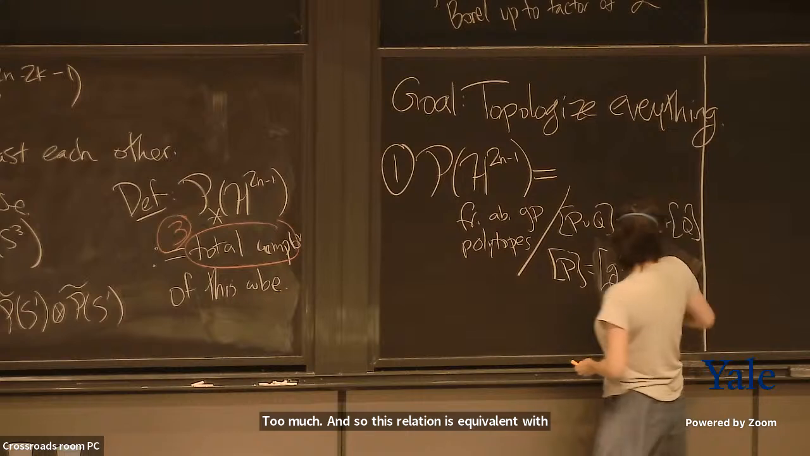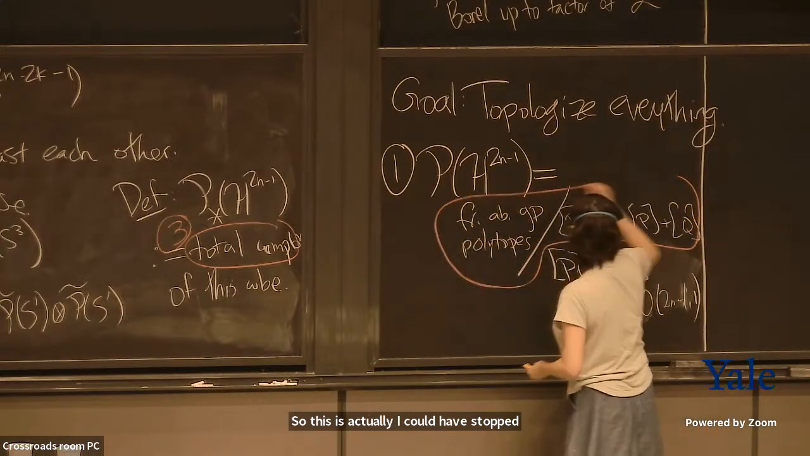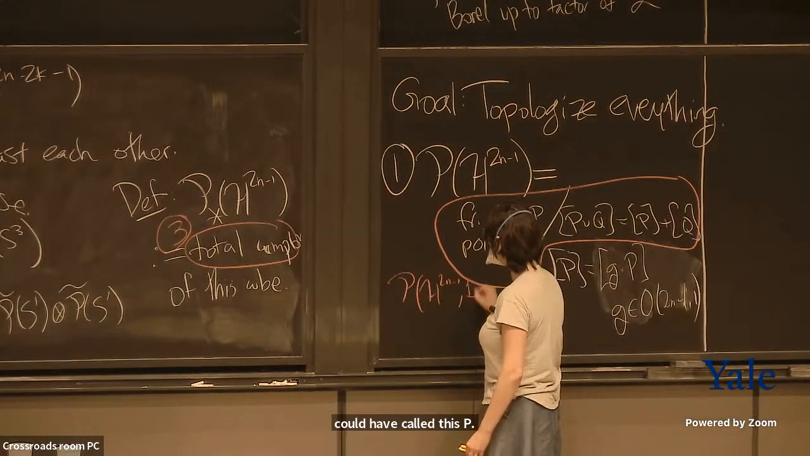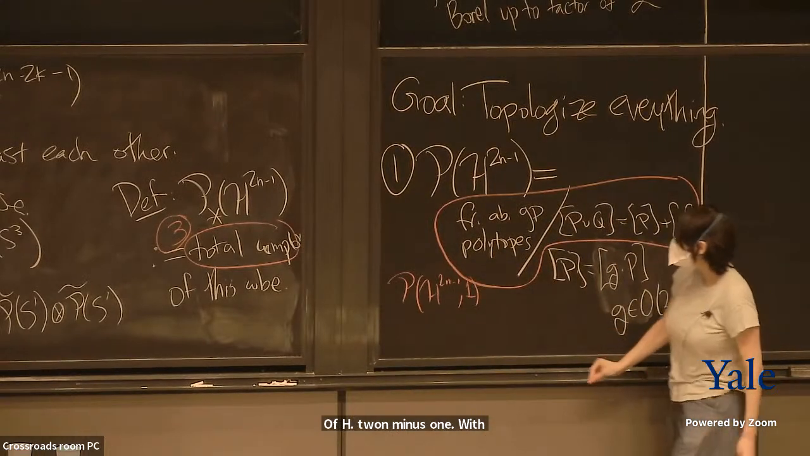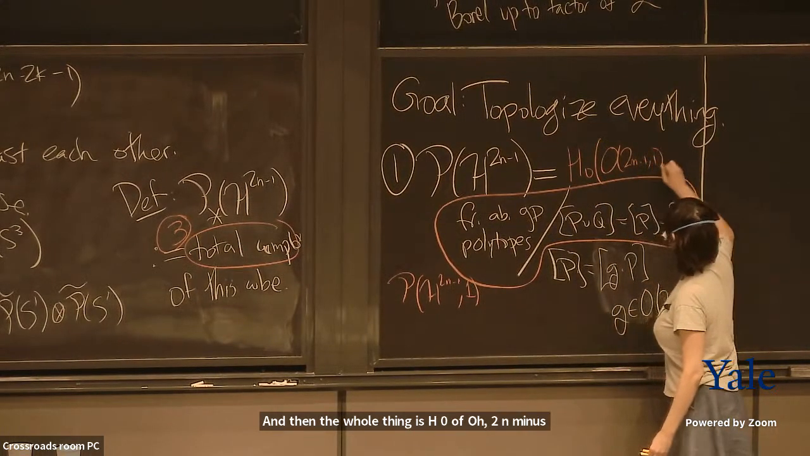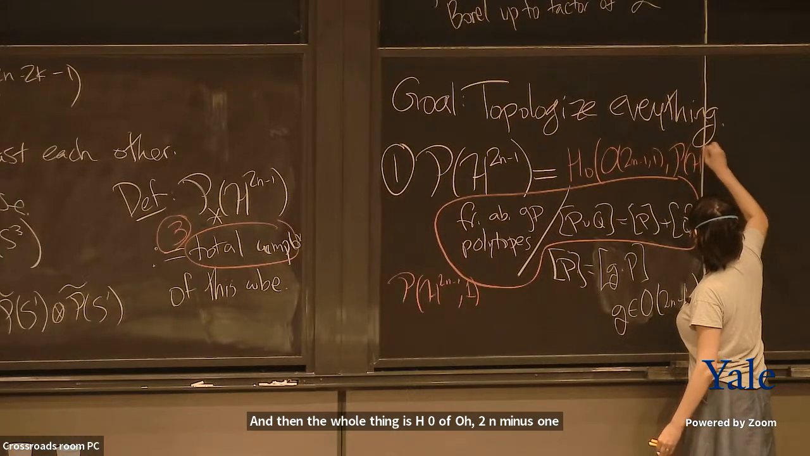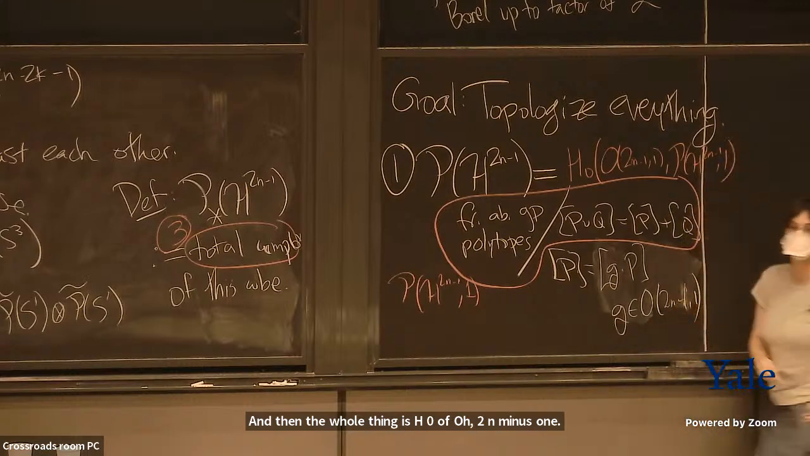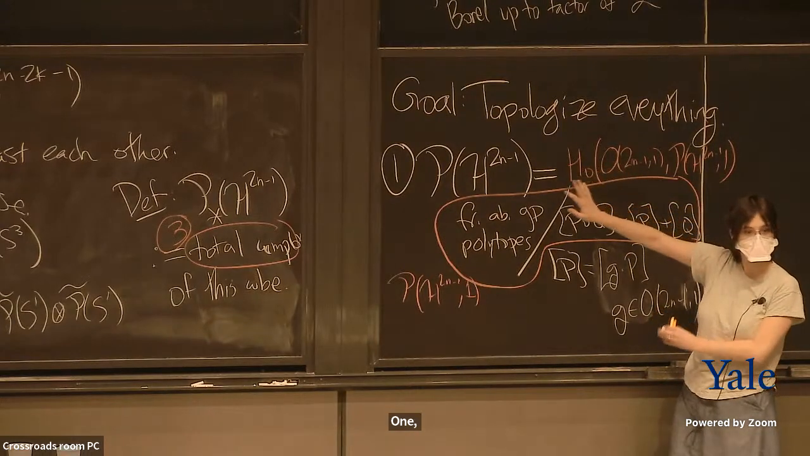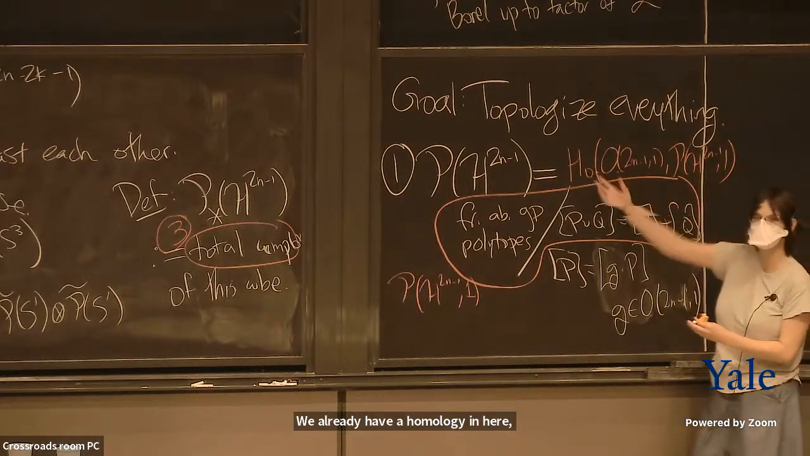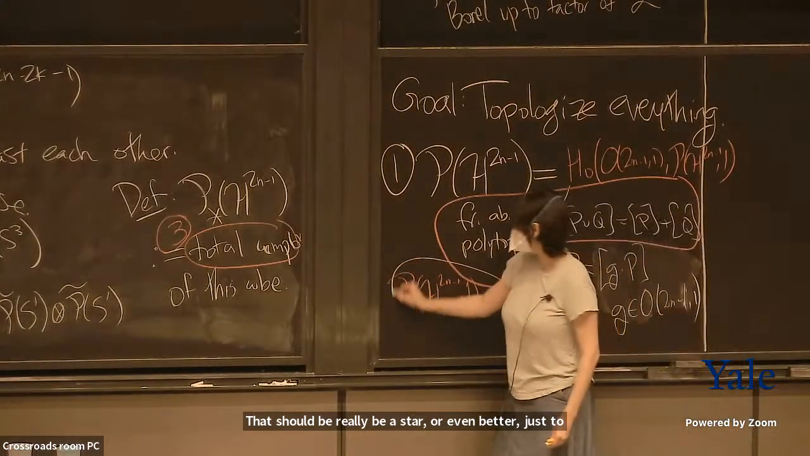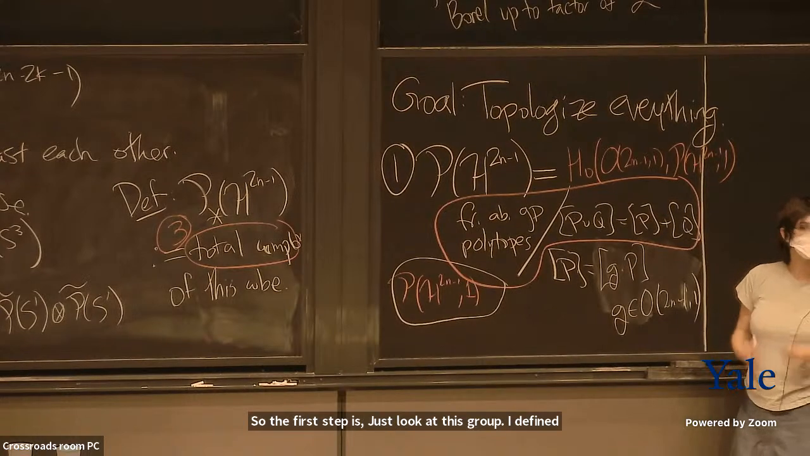So this is actually, I could have stopped here, and I could have called this P of H^{2n-1} with the trivial group acting on it. And then the whole thing is H_0 of O_{2n-1,1} with coefficients in P of H^{2n-1}. So we already have a homology in here. And I'm a homotopy theorist. So I see H_0 and I go, that should really be a star, or even better, just a space. So the first step is to look at this group and to find a topological space where that is a convenient homology group.